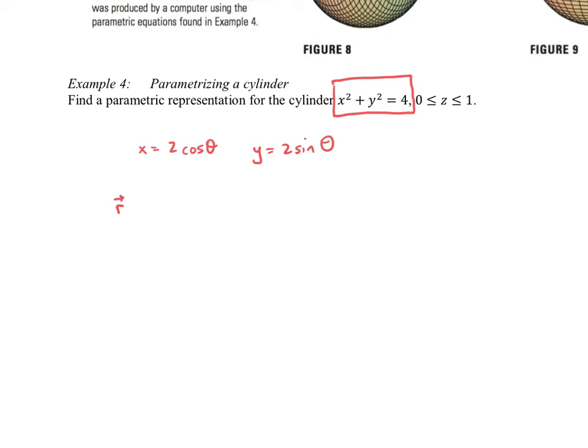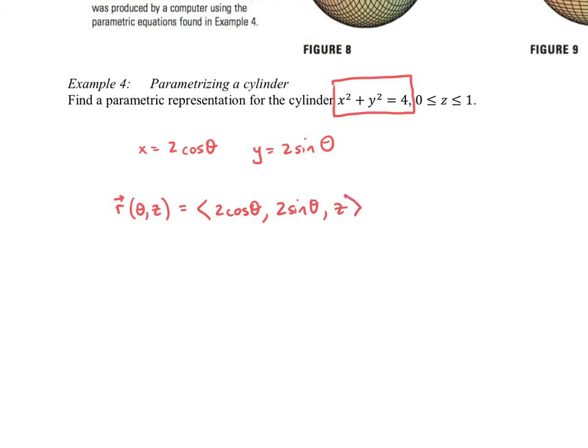Now the challenge is that z is something entirely different. Z is not based on the angle. Z is kind of its own variable. So one of our options could be to simply use theta and then use z for itself. So for example, x could be 2 cosine theta and y could be 2 sine theta, and z could simply just be its own variable defined.